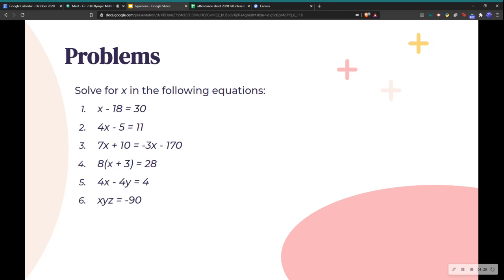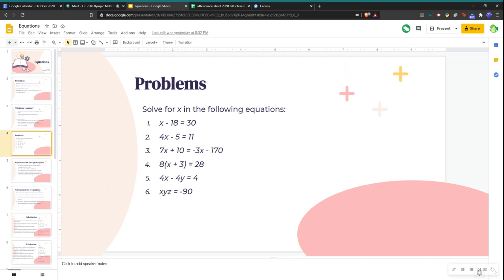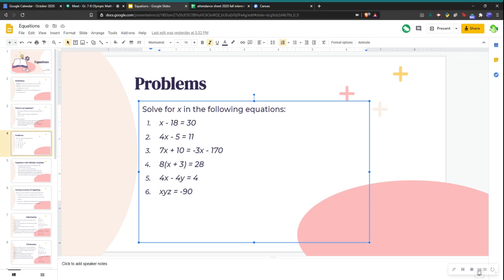Yeah, 8 times that entire thing. Do you know what the distributive property is? Have you heard of that term? No? Okay, I will show you guys. For those of you who don't know what the distributive property is, you're multiplying a single number or a variable by a term in brackets, like here. So you have 8 times x plus 3.